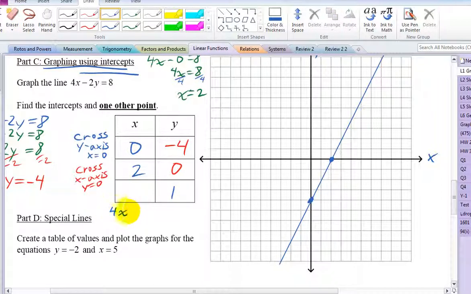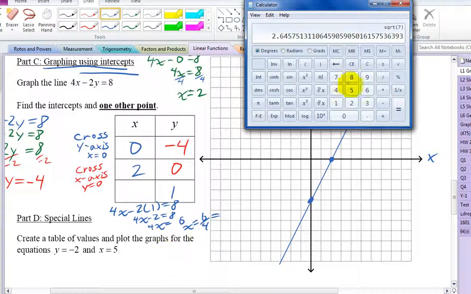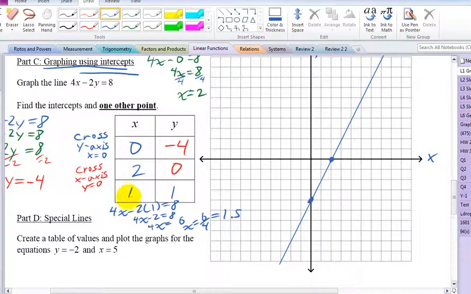So we had 4x minus 2 times 1 equals 8. 4x minus 2 equals 8. 4x equals 10. X equals 10 divided by 4, which is what? 2.5. So we just want to check, is that on our line? So we go over 2.5 and up to 1, and guess what? Check. Yes, it's on the line. Okay, so that is on the line.